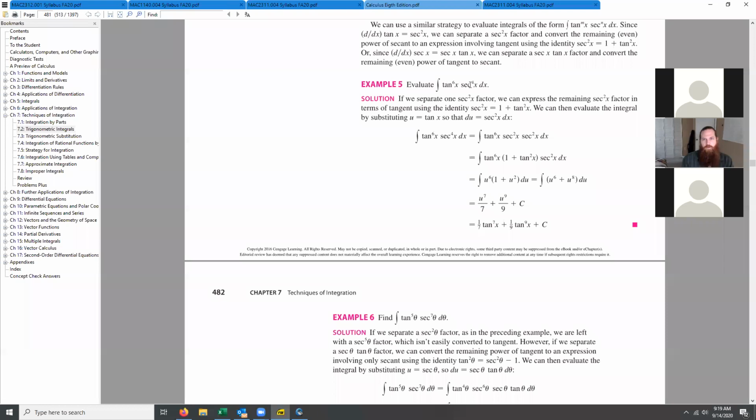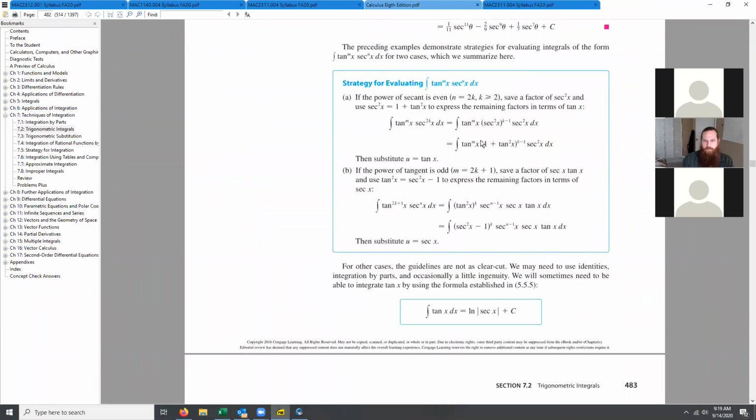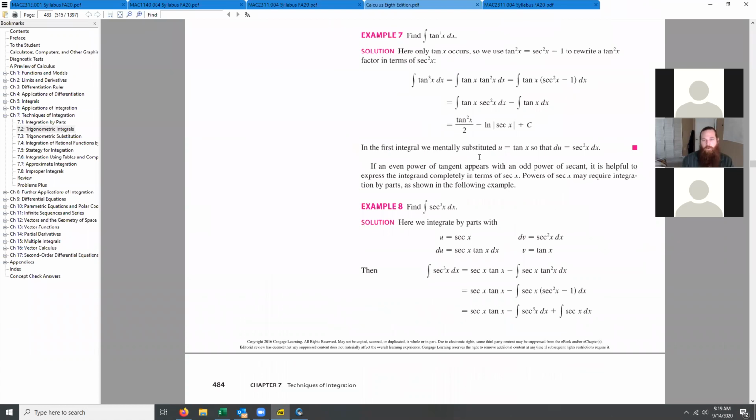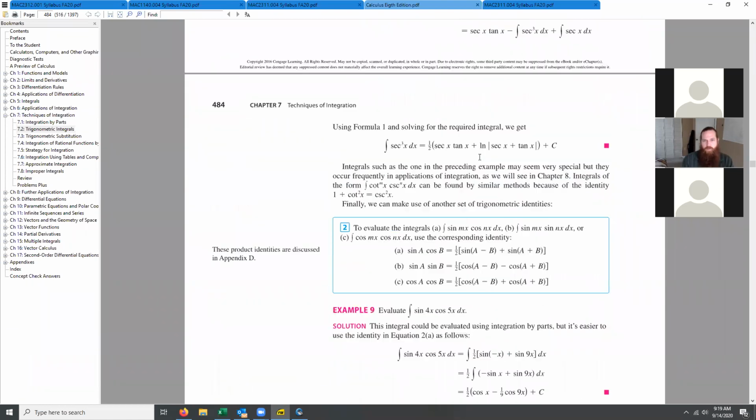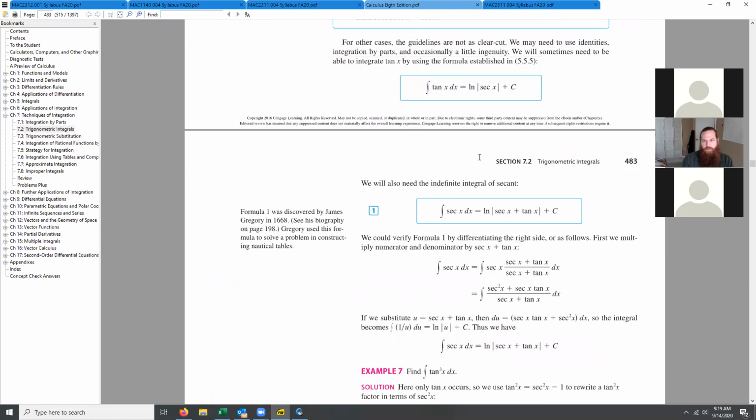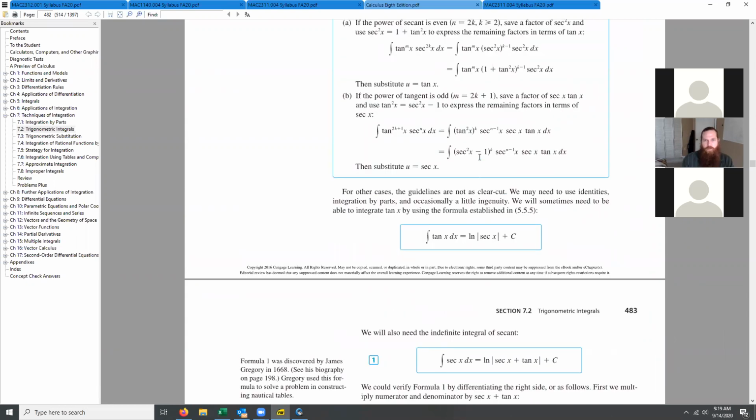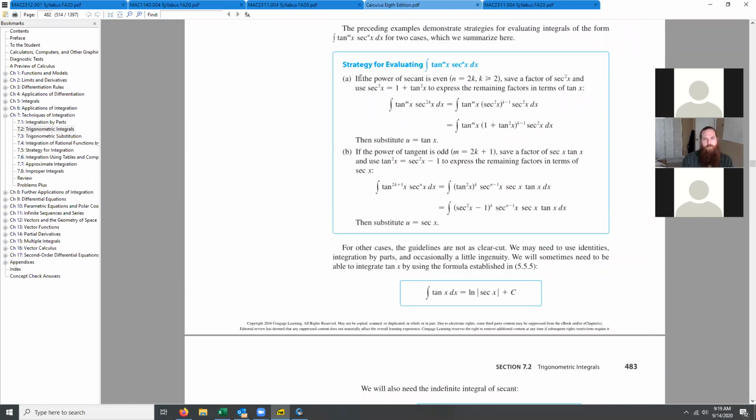The secant tangent integrals are a little different. You can kind of sniff your way through them using u sub and the Pythagorean identities, except in the case where the power of secant is odd, and they don't discuss it here, except in the case where the power of secant is odd and the power of tangent is even, right? If the power of secant is even, then we can do something similar to the sine cosines. If the power of tangent is odd, we can do something similar to the sines and cosines.